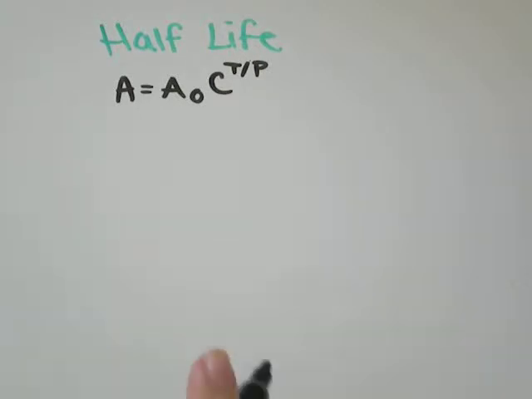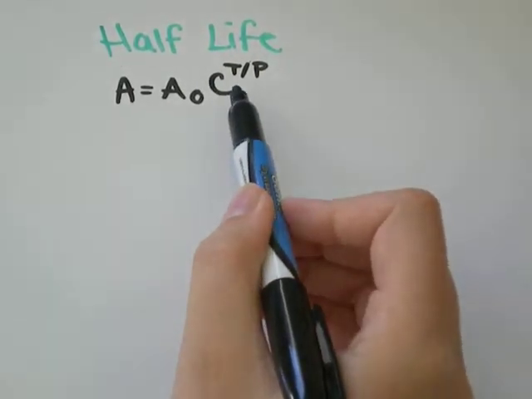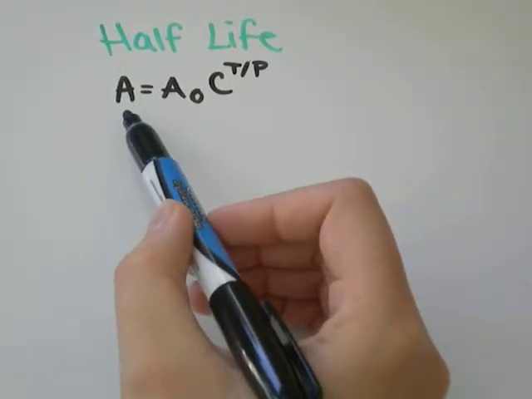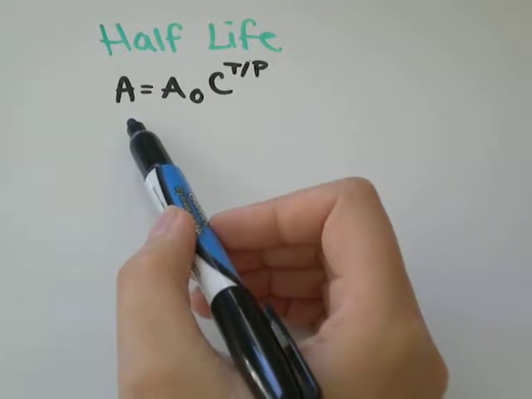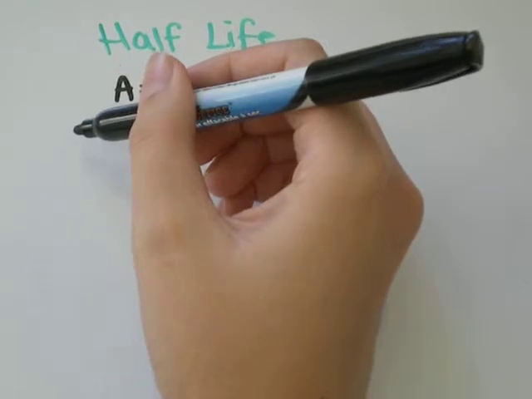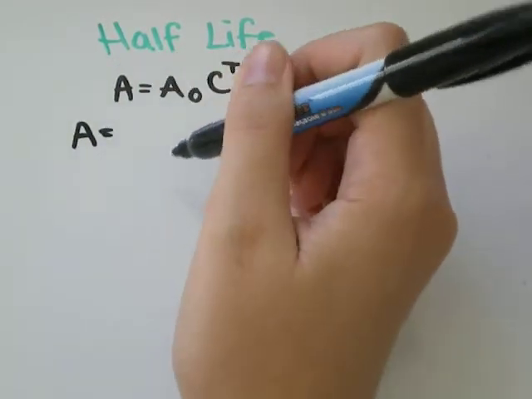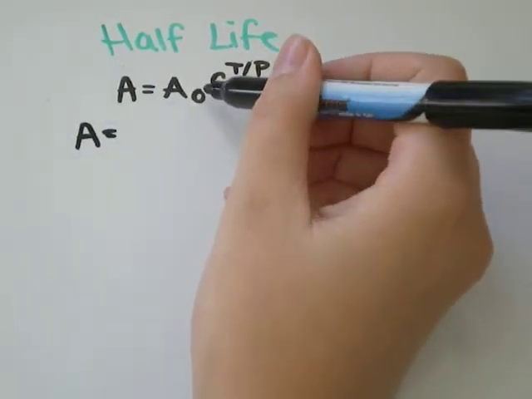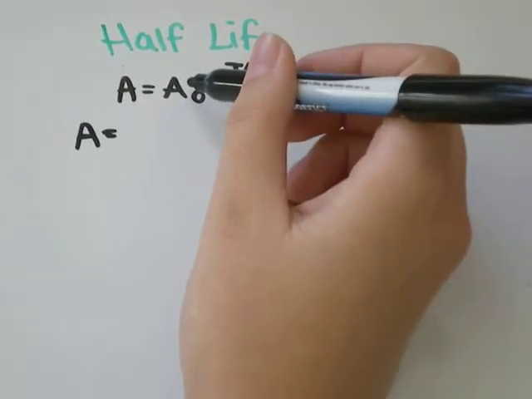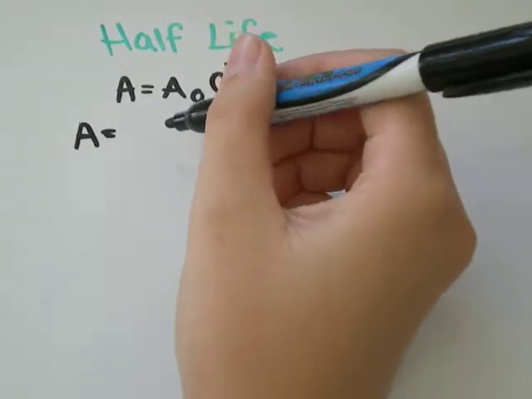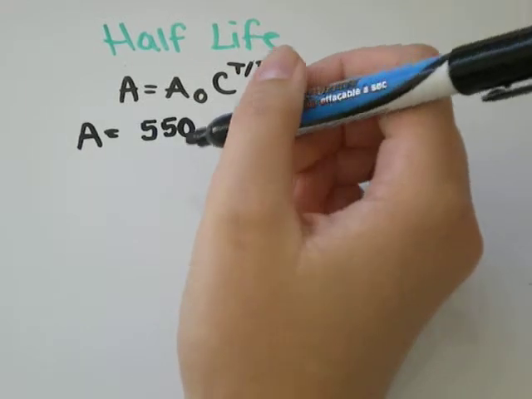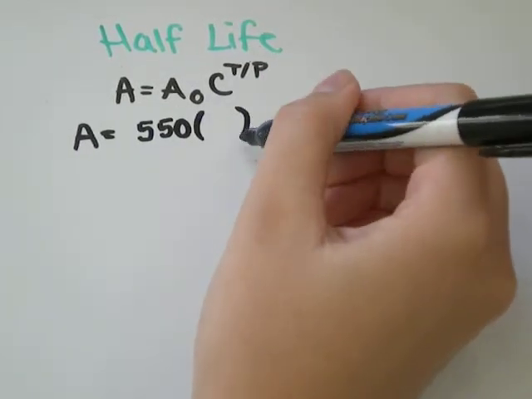So we use the formula A equals A0 C to the power of T over P. A means the amount we start with. Sorry, it means the amount we end up with. The amount we end up with in this example is how much is left over, that's what we're trying to find. A0, you can think of the O as standing for original. So the original amount we started with, in this question, 550 grams.